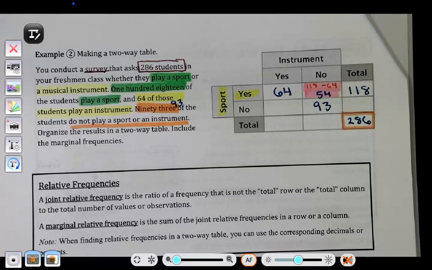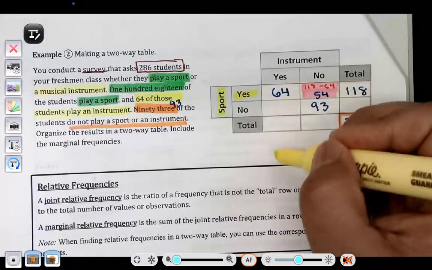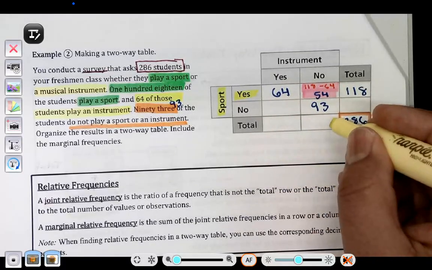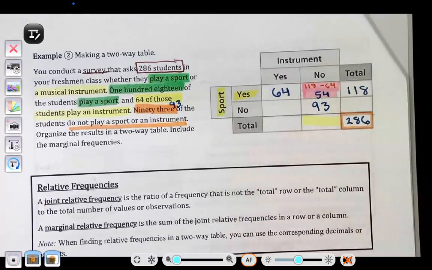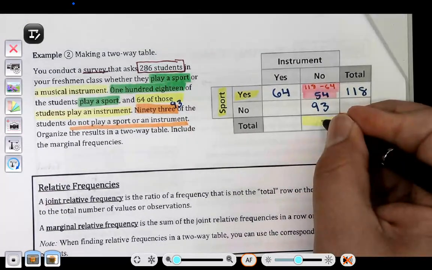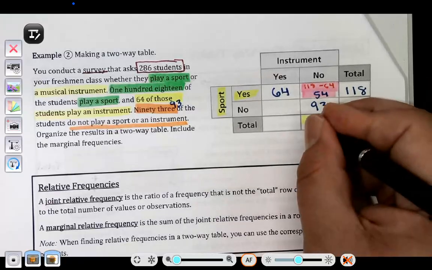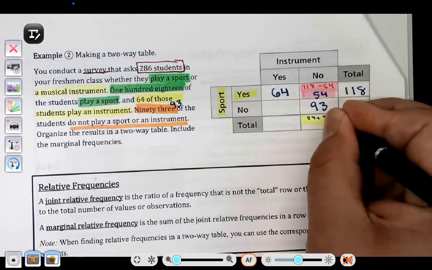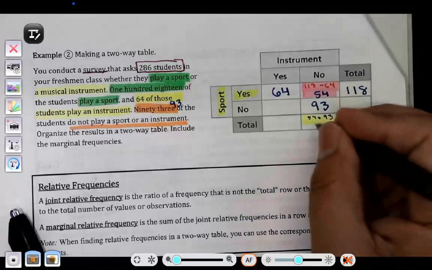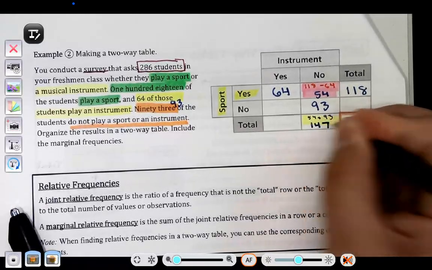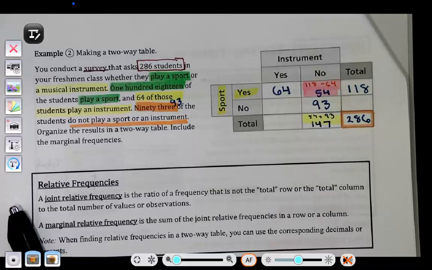Okay, well, which one do you want to find now? Because we got to fill them all out. So which one do you want to do next? Can we get any of these yet? No. Can I get this one right here? Oh, yeah, we can do this one. Because what am I going to do to find that one? Yeah, to get the ones on the outside, we always add. So 54 plus 93. Well, what's 54 plus 93? 147.